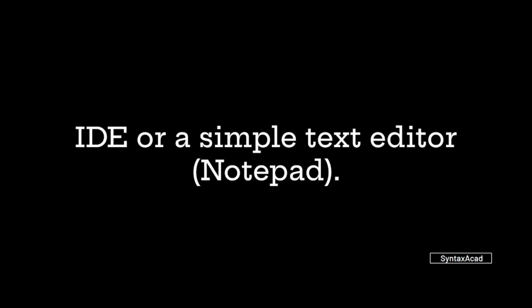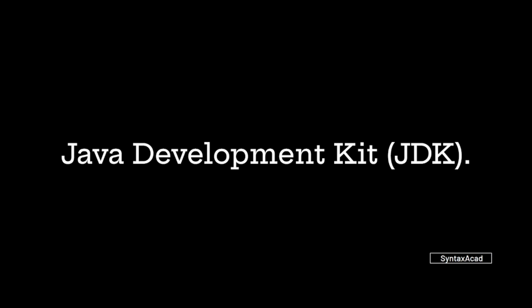Secondly, you need an IDE or a simple text editor such as Notepad. IDE means Integrated Development Environment. This is an application that helps programmers develop software code efficiently because it combines developer tools into a single interface. Thirdly, you will need the Java Development Kit. That's the JDK. JDK is a comprehensive toolkit that provides everything you need to develop, compile, and run Java applications.